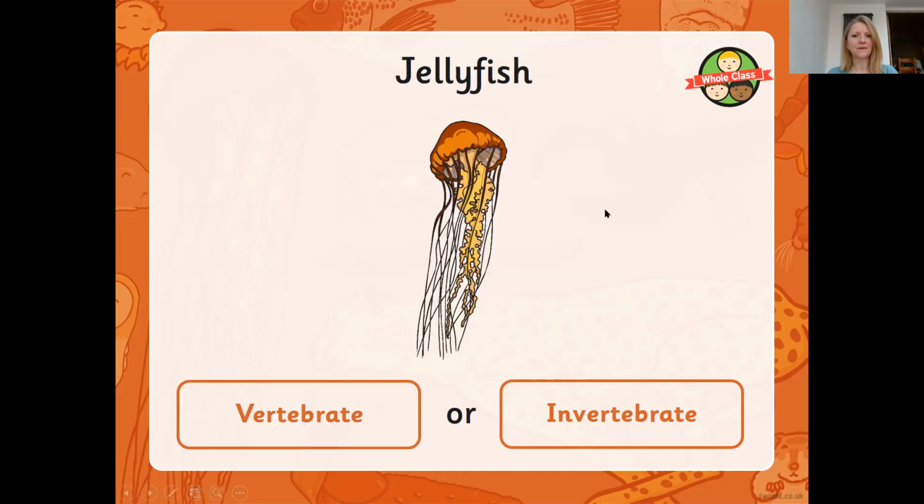Jellyfish, though. Anybody ever found a jellyfish in the sea or on the beach? Any bones in a jellyfish? No, definitely an invertebrate.